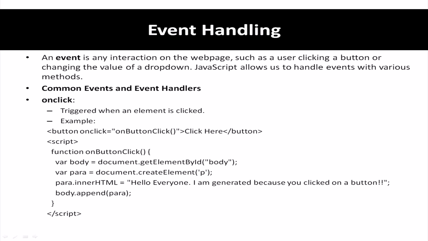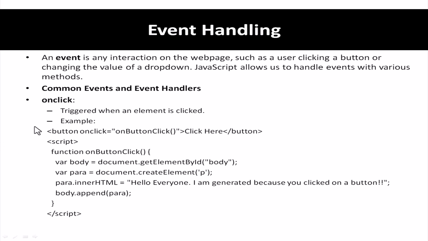Next one, event handling. An event is an interaction with a web page, such as clicking a button or changing the value of a drop down. JavaScript allows us to handle events with various methods. Basically events mean a mouse click or keyboard click. Here we are focusing on the mouse click.